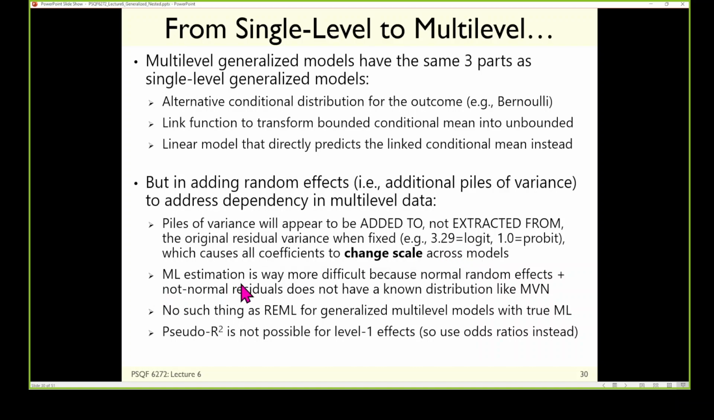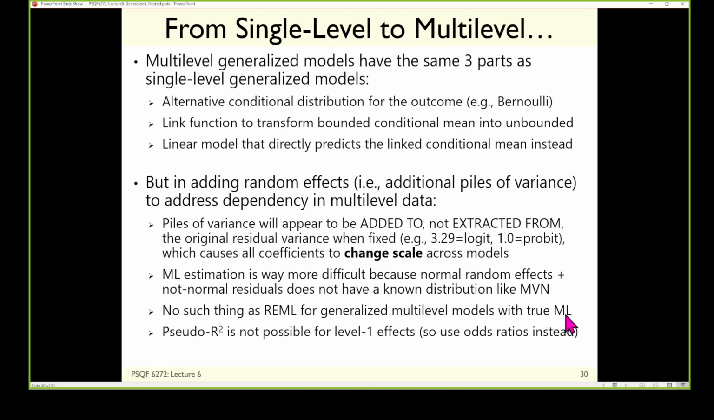Estimation is much harder, because the conditional distribution not being normal means that the standard multivariate normal likelihood function that's easy is not going to work. There's no such thing as REML under full information, so we'll end up with potential bias in our estimates or standard errors and such if we have small samples. And pseudo R-square is pretty much gone. You can use it for level 2 things, but not for level 1 things. It's gone. So if we're in doubt, previously we could REML it out. You cannot. What do we do now?